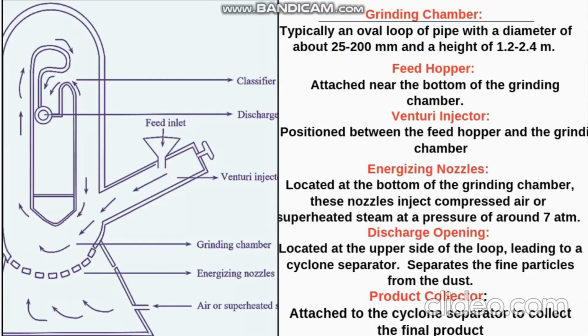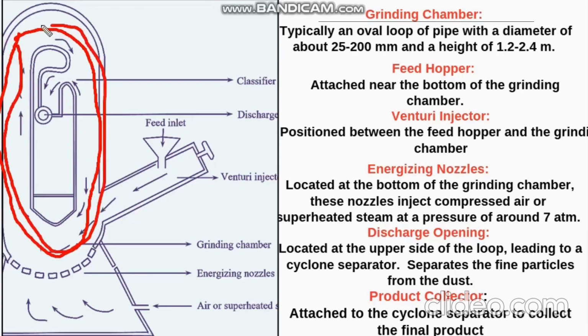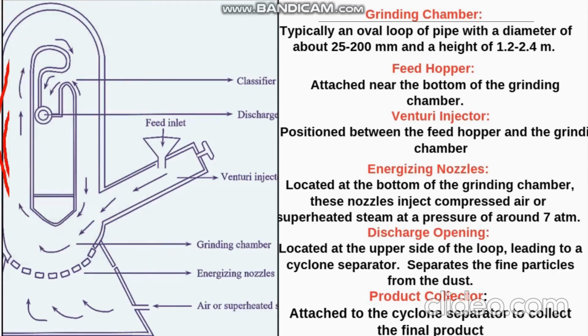What are the different parts it contains? The first one is the grinding chamber. Where is the grinding chamber? It is present in the elliptical shape, and the product is going to be ground in this area. So this area is called the grinding chamber. We can name this number 1, grinding chamber. The next one is the feed hopper.